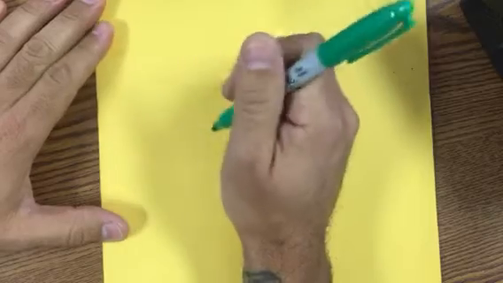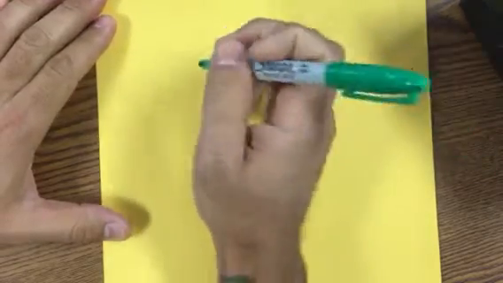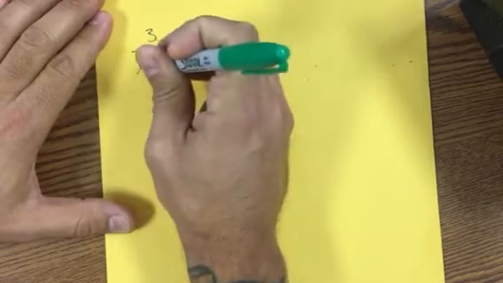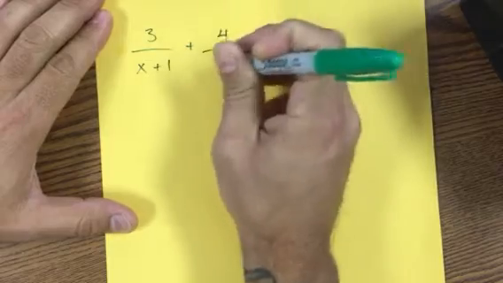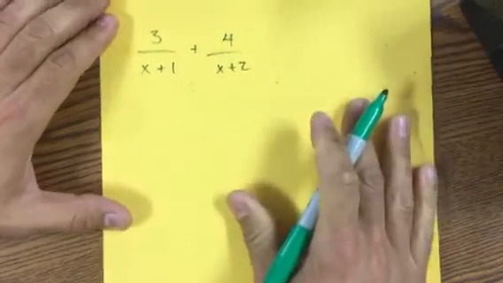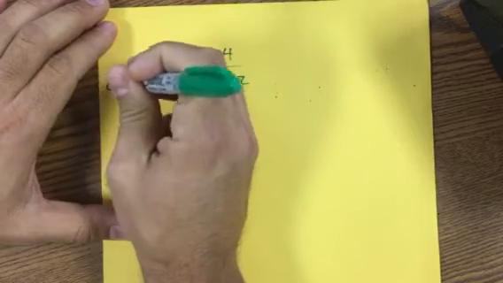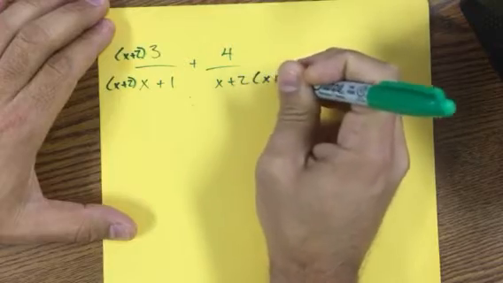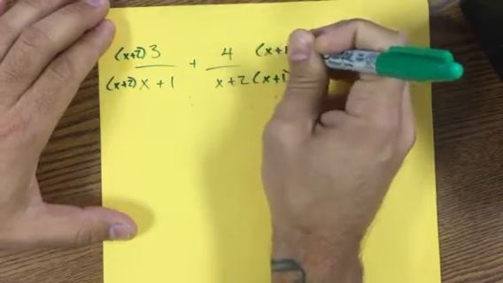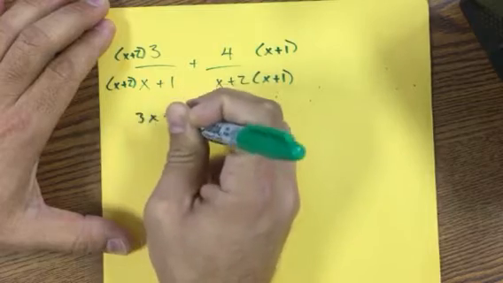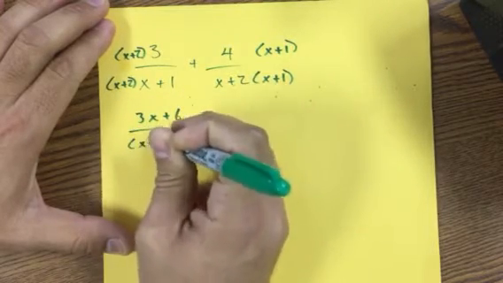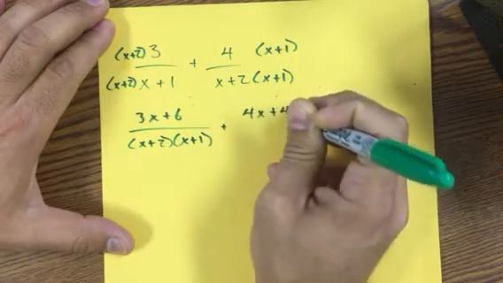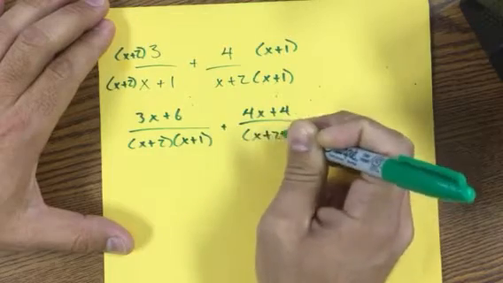So we're doing adding and subtracting rational expressions with factoring. So what we had before was something like, I'm gonna make them really easy. And I had to get a common denominator, so I multiplied this one by x plus 2, I multiplied this one by x plus 2, this one got multiplied by x plus 1, and x plus 1. So then I get 3x plus 6 over x plus 2, x plus 1, plus 4x plus 4 over x plus 2, x plus 1.